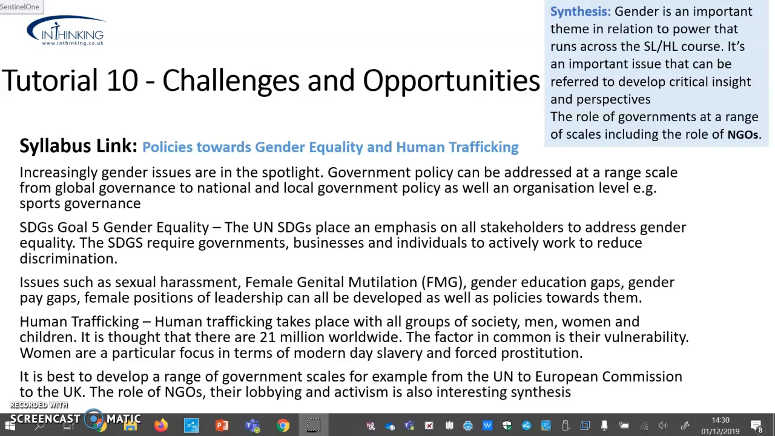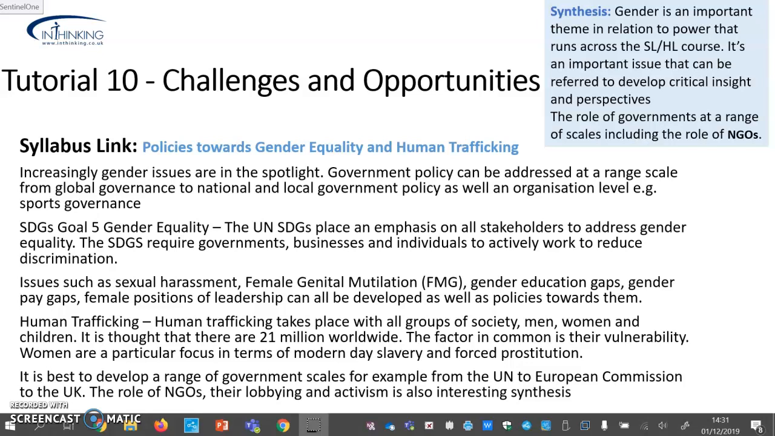It's one of those synoptic themes which will definitely have relevance through paper 3. So students should develop critical insight into these perspectives. The other thing I'd like to say is that when we think about policy here and we think about governance, we should be considering that at a range of scales. So a really good way to develop a response around gender equality and human trafficking is considering governments right from the global scale to the local, so the NGO scale, or even at the organizational level, such as gender equality in terms of sports governance.